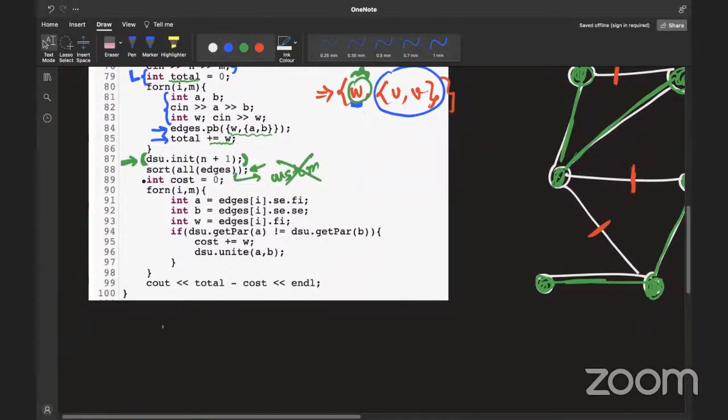Then I basically use Kruskal's algorithm to find the cost of the minimum spanning tree, cost of making the minimum spanning tree, where cost is the sum of edges in the minimum spanning tree, from the MST.